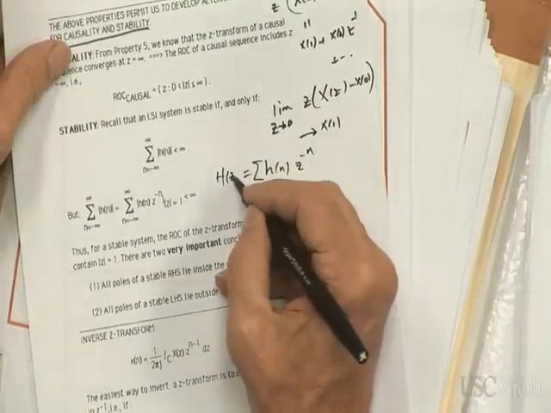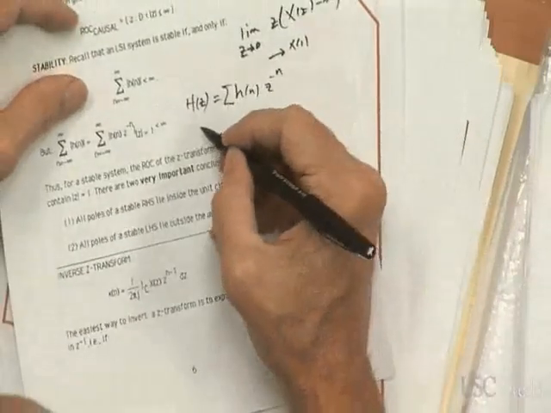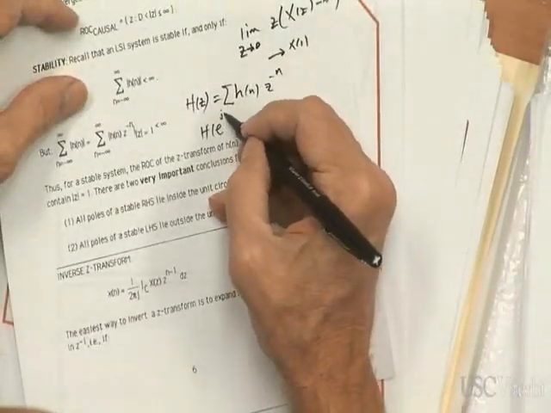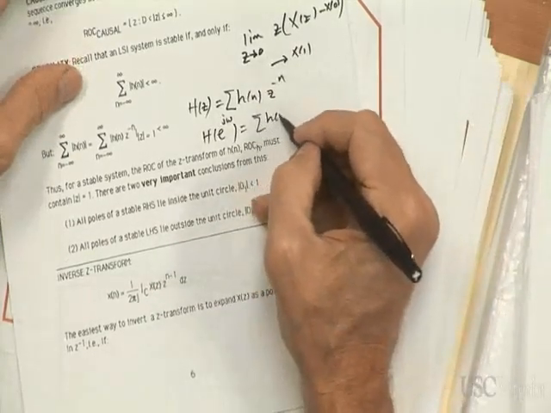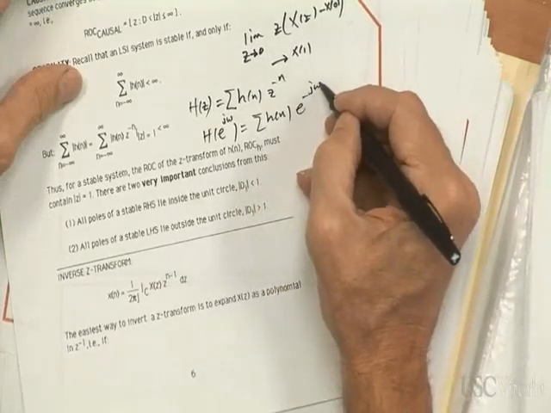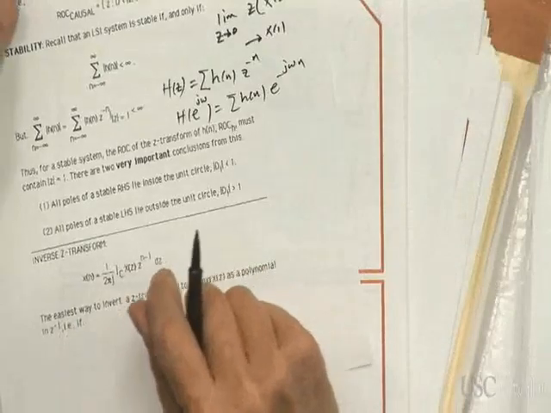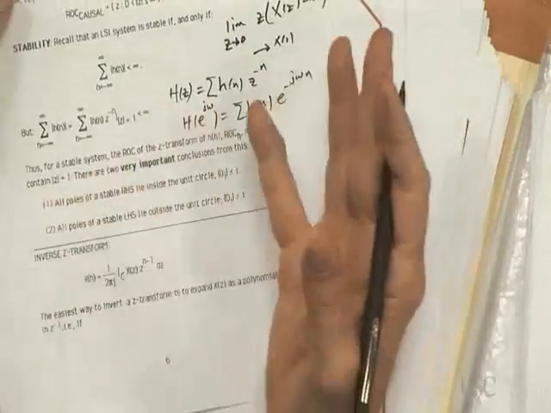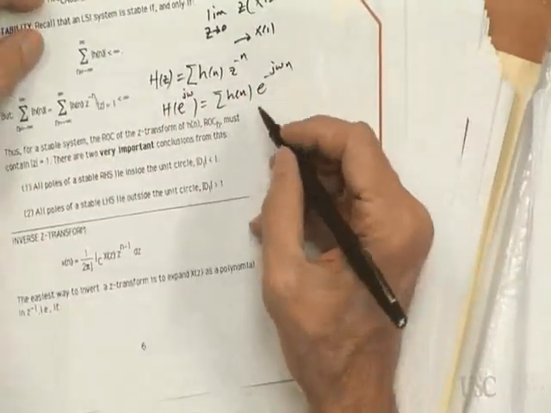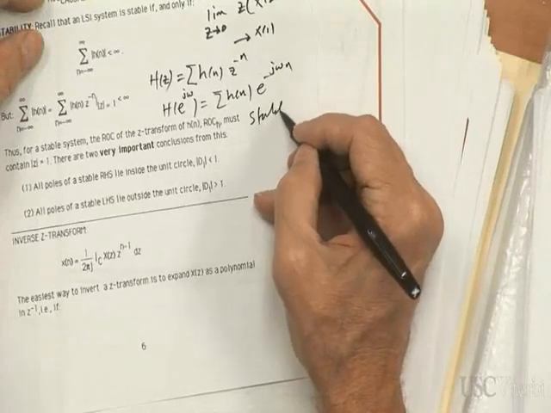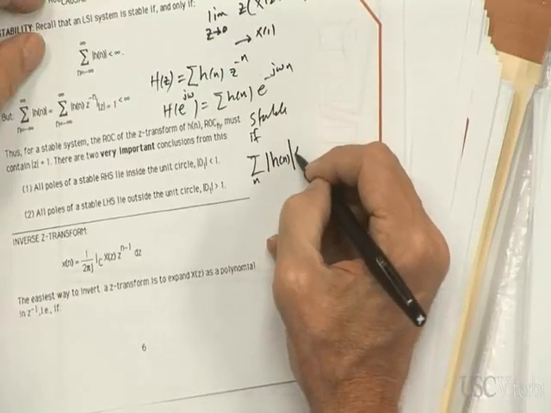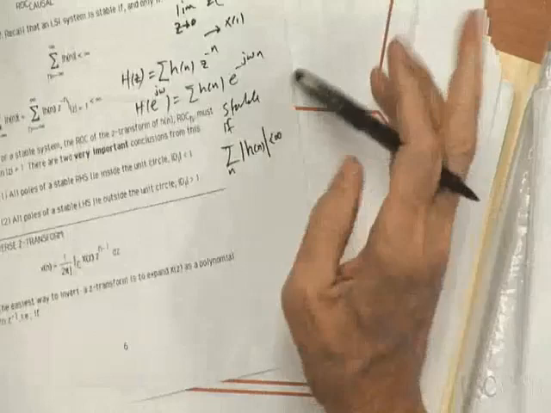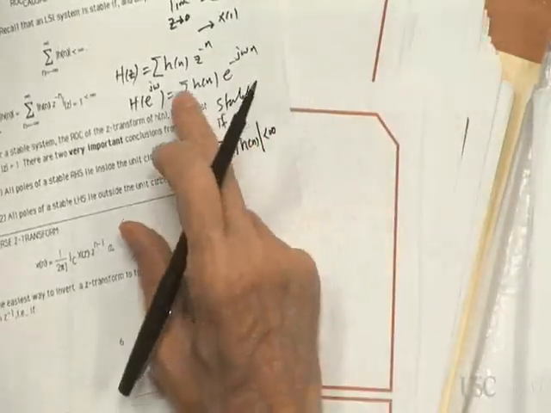That is obviously H of z. Okay? Now I ask you, what is H of e to the j omega? In other words, that's z along the unit circle. What's that equal to? Well, that's the summation of h of n times e to the minus j omega n, basically the DTFT. Now I ask, when is an LSI system stable? Well, we know an LSI system is stable if the summation over n of the magnitude of h of n is less than infinity.